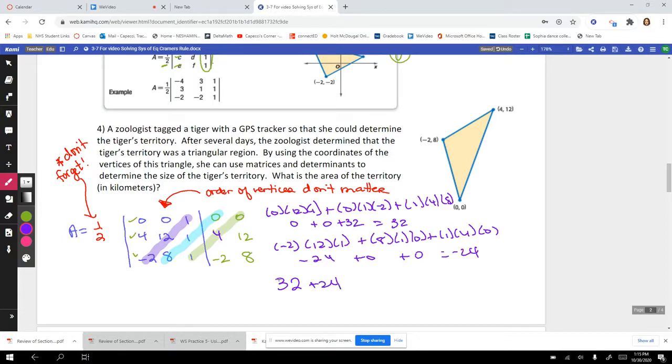But again, remember a formula. I have to remember to multiply that by 1/2. So it equals 1/2 times, what's that, 56? So my area is going to be 28, but it's a word problem. So it's going to be 28 kilometers squared. That's the area of that tiger is roaming around.